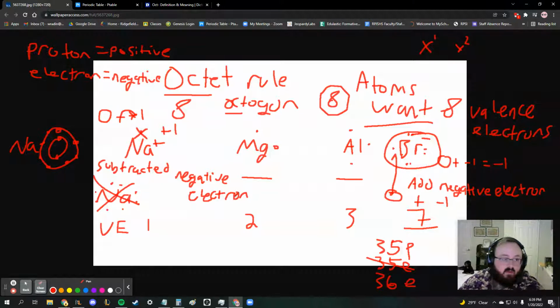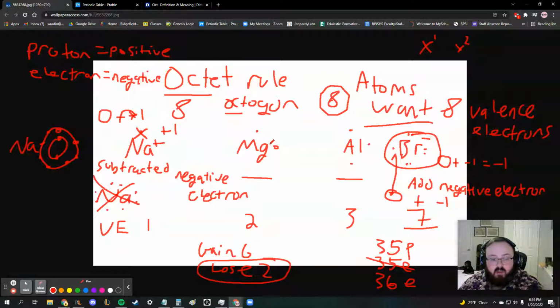Okay. So I hope you've paused and done this work. Magnesium can either gain 6 or lose 2. Losing 2 is what we're going to do. So we get rid of these 2 electrons. We are starting at 0. That's our charge. We're subtracting 2 negative electrons. So we will have a charge of +2.